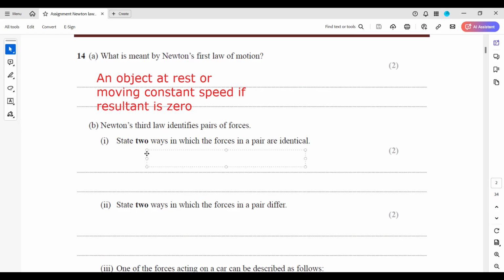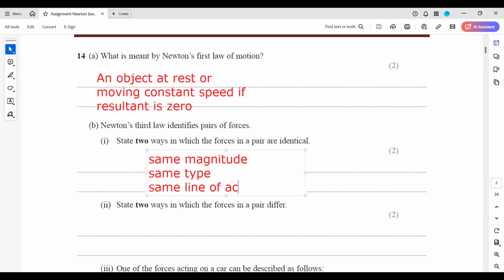They have the same magnitude, the same type, acting on the same line of action. Same type of force means, for example, if one is a gravitational force, the other is also gravitational. If one is electromagnetic, the other is also electromagnetic. If one is a nuclear force, strong nuclear, the other is too.